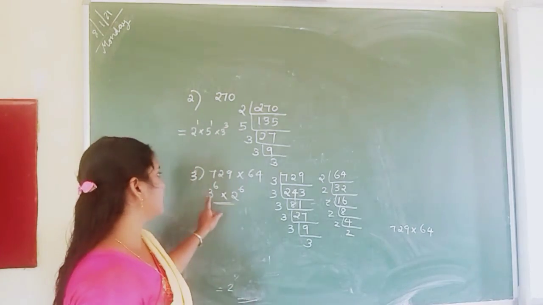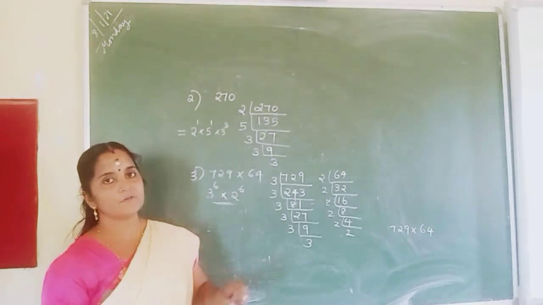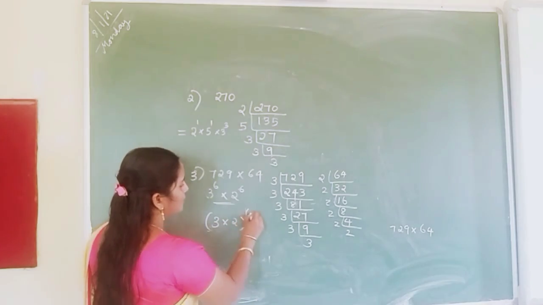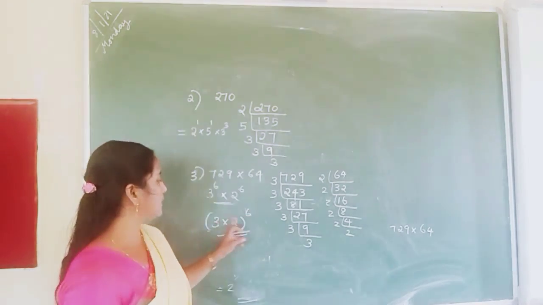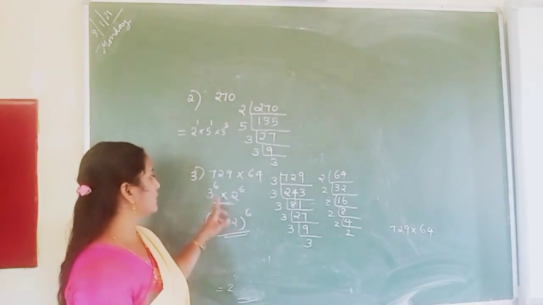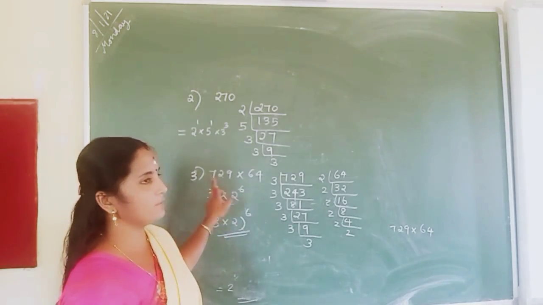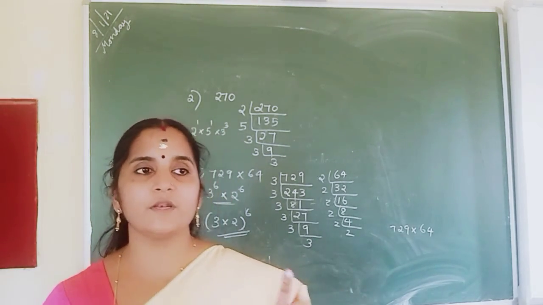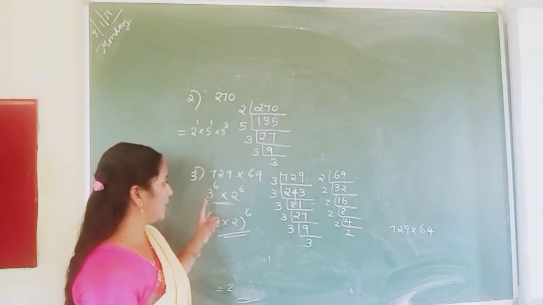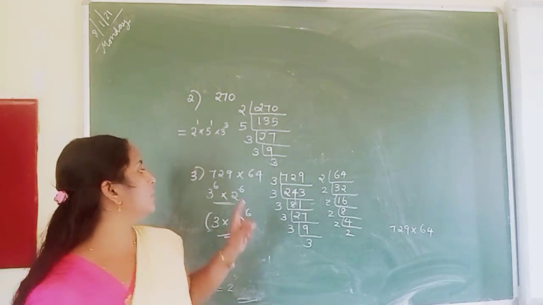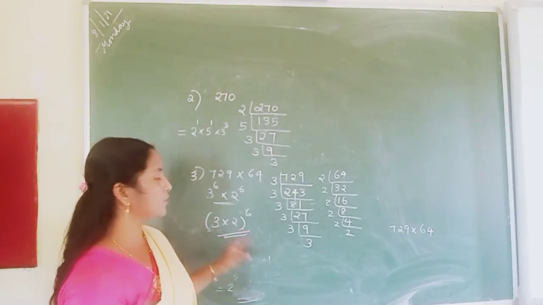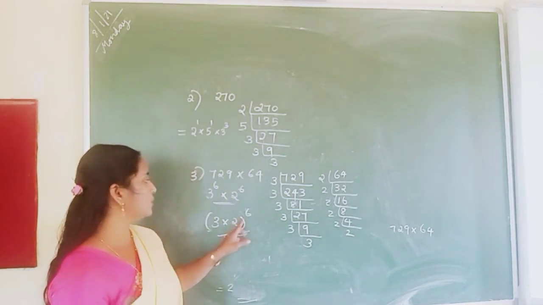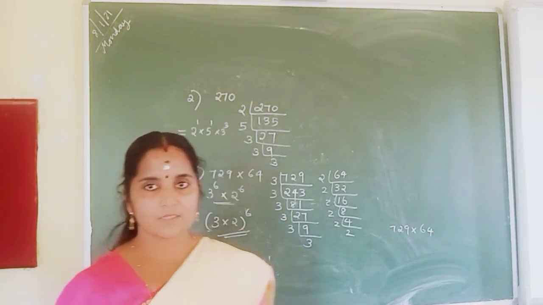And here the bases are different but the powers are the same. So we can rewrite this. Because we know that a raised to m into b raised to m, where the powers are the same and the bases are different, we can apply the law a raised to m into b raised to m is equal to a into b the whole raised to m. So the final answer is 3 into 2 the whole raised to 6. Okay.